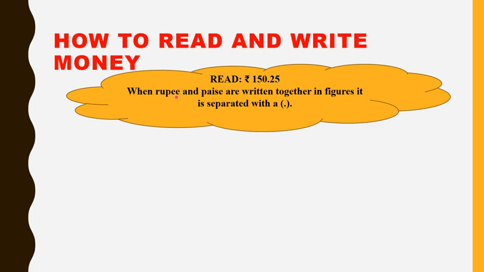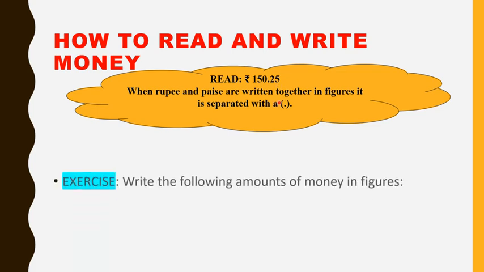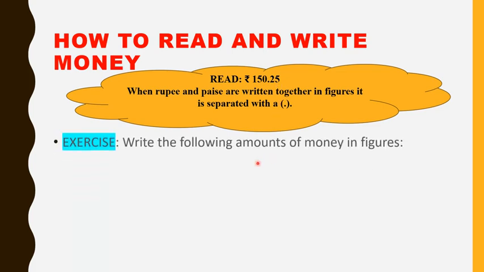So when rupees and paise are written together in figures, it is separated with a dot. Okay, this dot is going to separate rupees from paise. Let's do the exercise to understand this better. Write the following amounts of money in figures. Okay, the first one, 70 rupees and 30 paise.